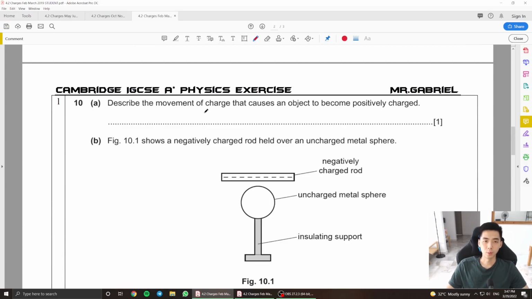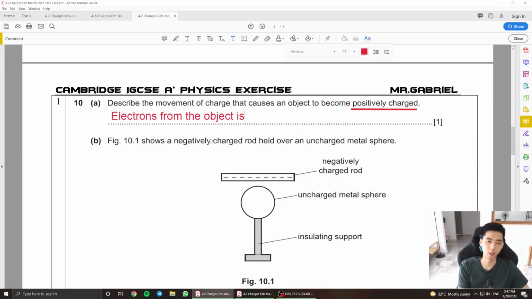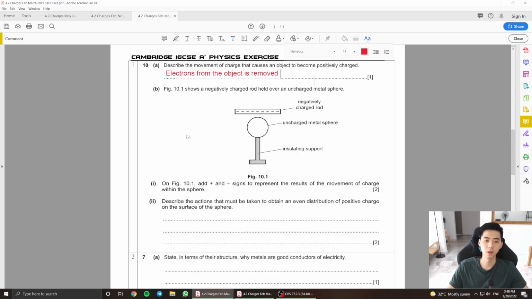And finally, describe the movement of charges that cause an object to become positively charged. Basically, like I mentioned, it is losing electrons only. It can become positively charged, right? Electrons from the object are removed or flow outwards, or anything that is logical, right?